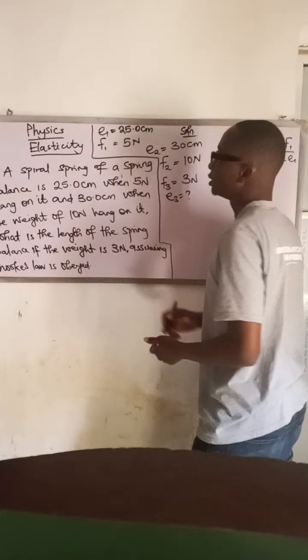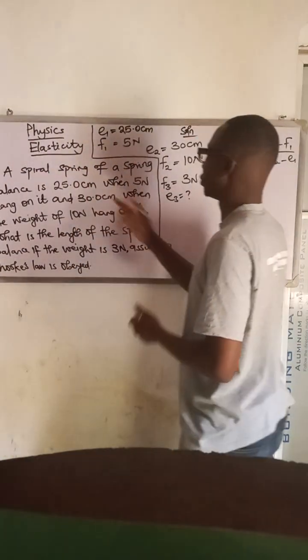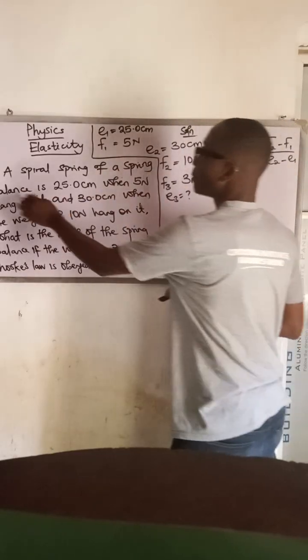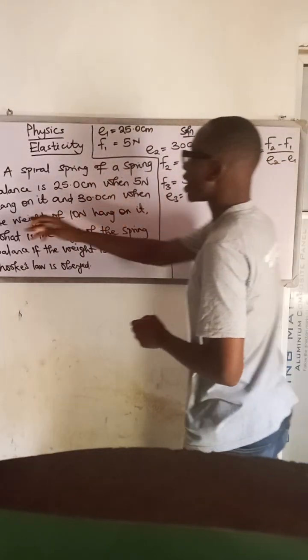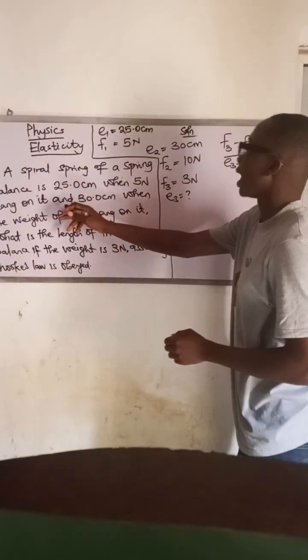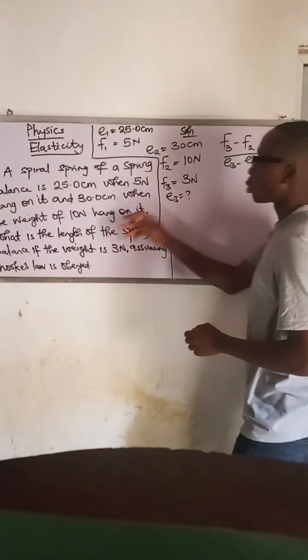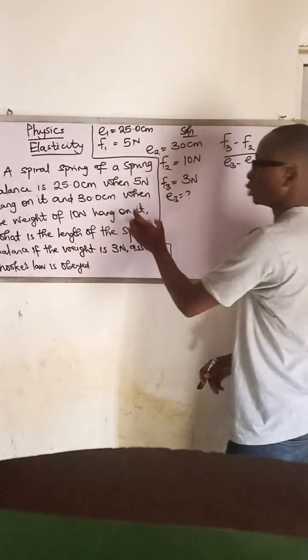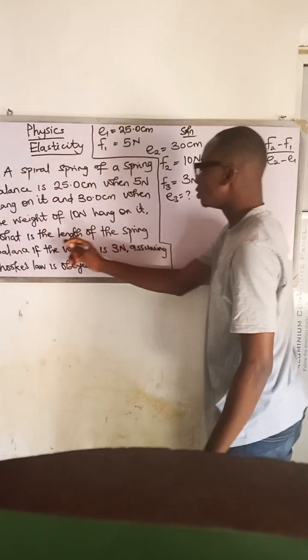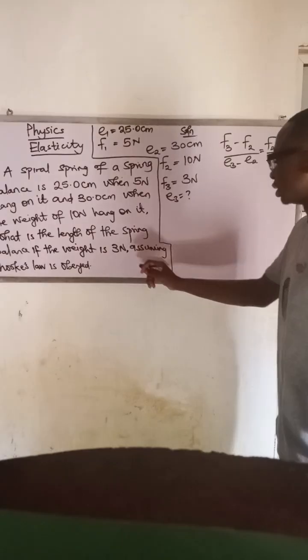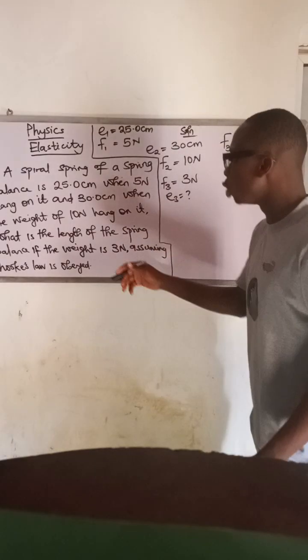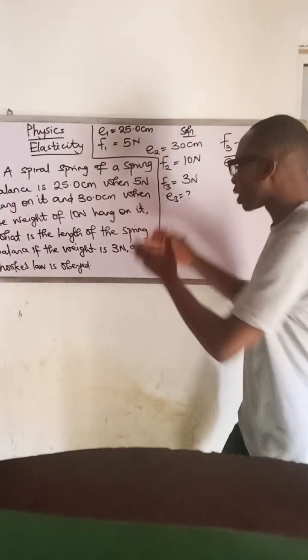Now we have question number 3. Question number 3 says a spiral spring of a spring balance is 25.0 centimeter when 5 Newton hang on it and 30.0 cm when the weight of 10 Newton hang on it. What is the length of the spring balance if the weight is 3 Newton, assuming Hooke's law is obeyed? Now, can you see this question?